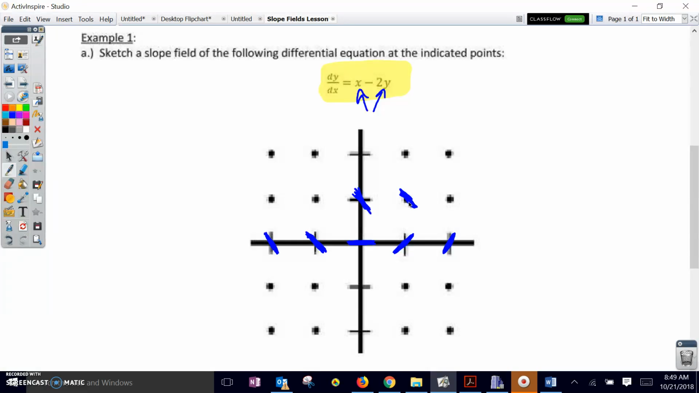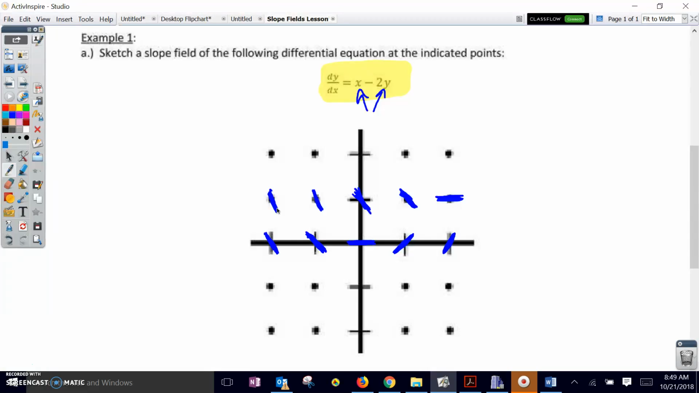And at (2, 1), the slope is 0. And over at (-1, 1), my slope is -3. I'm going to draw in a slope line with a slope of -3. And at (-2, 1), my slope is -4. So I'm going to draw in a slope line with a slope of -4.